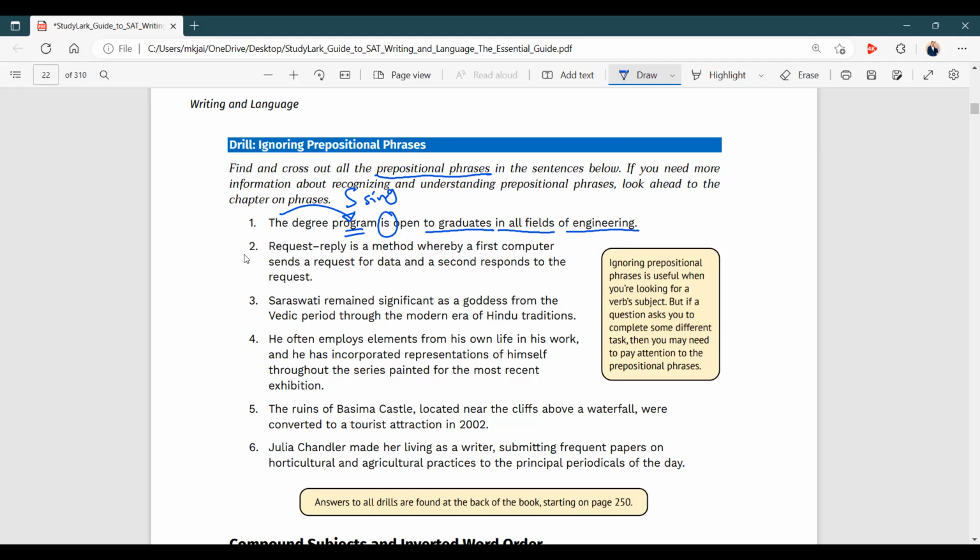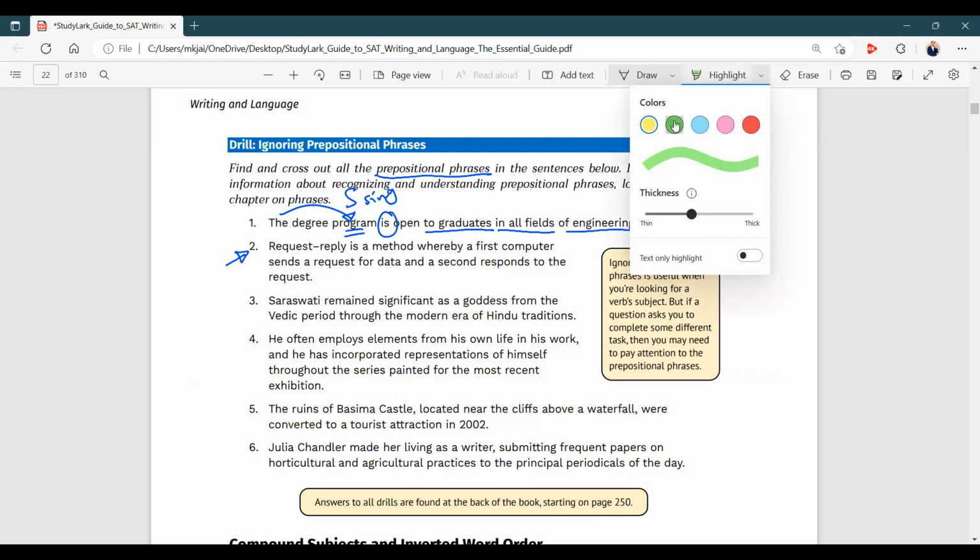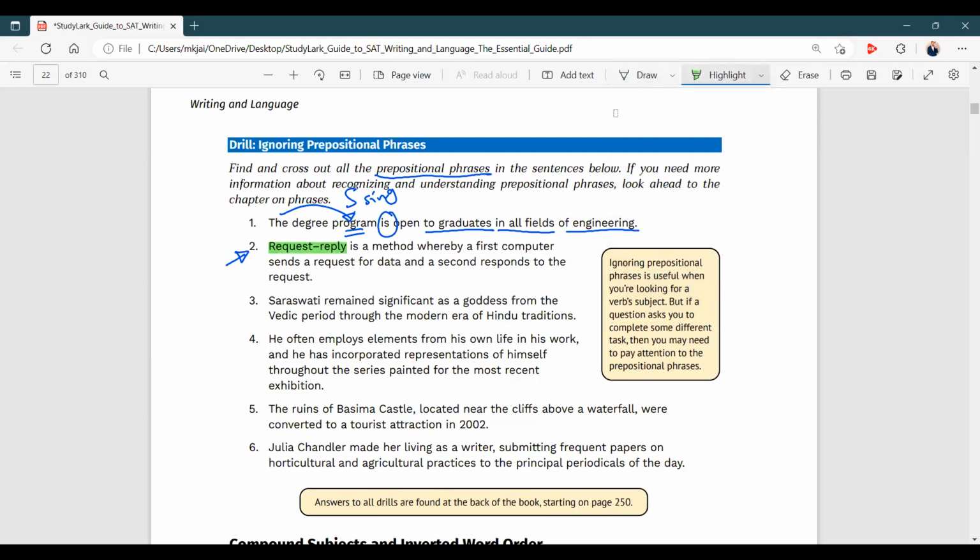What about number 2? Amr Sameh, I want to hear you. What is your subject? Request reply. Where is your verb? Is a method. What do I have here? I have another clause: whereby a first computer sends a request for data, and a second responds to the request.